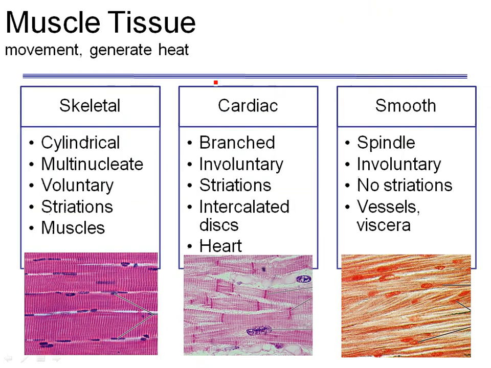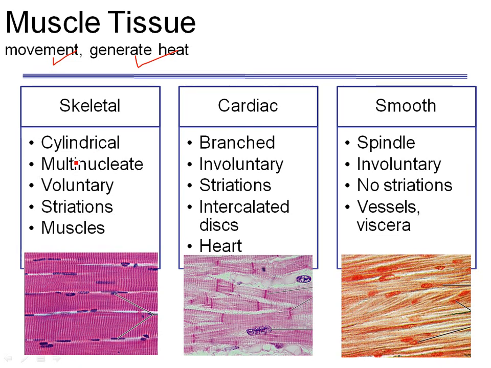Muscle. Muscle cells have 3 different tissue types. They all allow us to do movement of some type and generate heat specifically for one kind of tissue type. There's skeletal, associated with your bones, cardiac, in your heart, and smooth, which is your organs and your viscera.